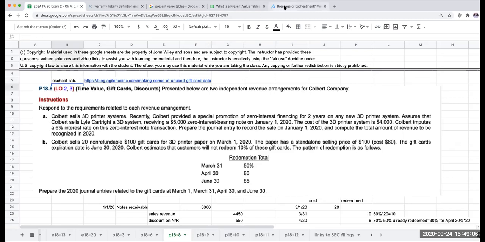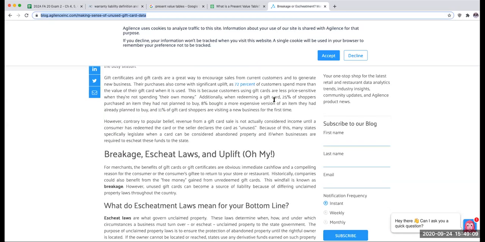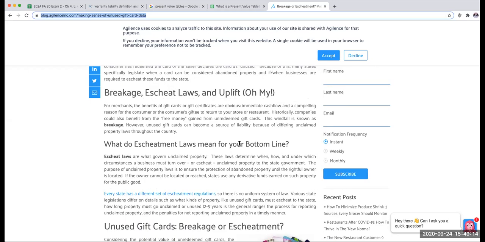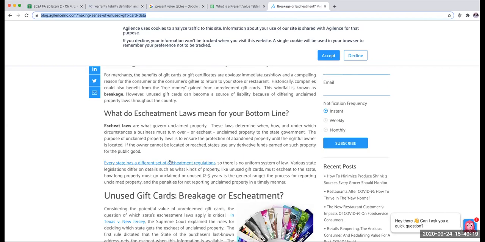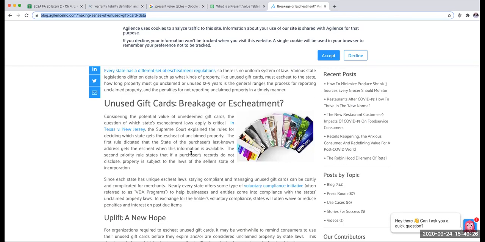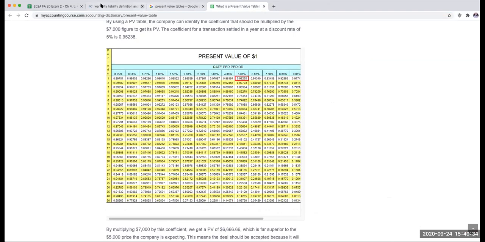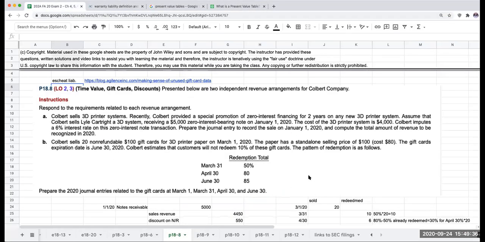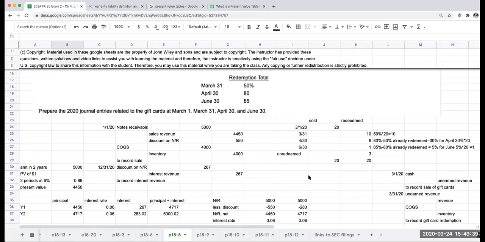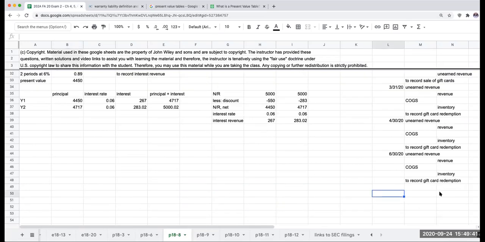So one of the things I have to be careful about is what my requirement is. This is really about unclaimed property. And every state has a different set of escheatment regulations, right? So there's no uniform set of laws. As a company, you would have to analyze what your legal requirements are by state before redeeming these.